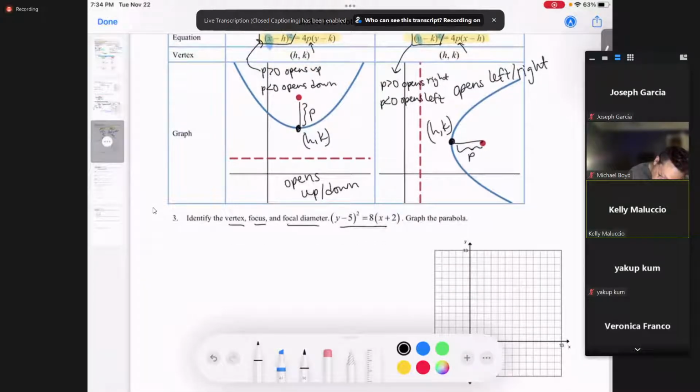So right off the bat, I know this is my K, this represents my H. Like this is X minus H, and this is Y minus K. So right off the bat, I know my vertex is going to be HK, so -2, 5. And then I also know that this value is for P. So P is 2.